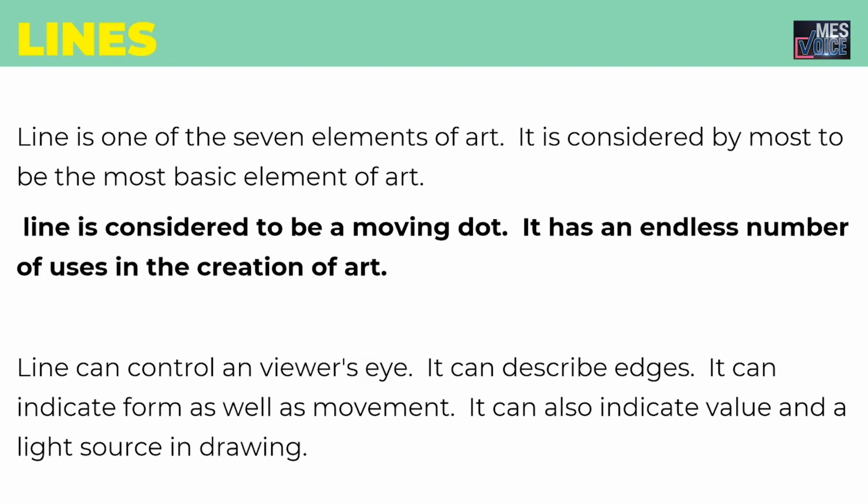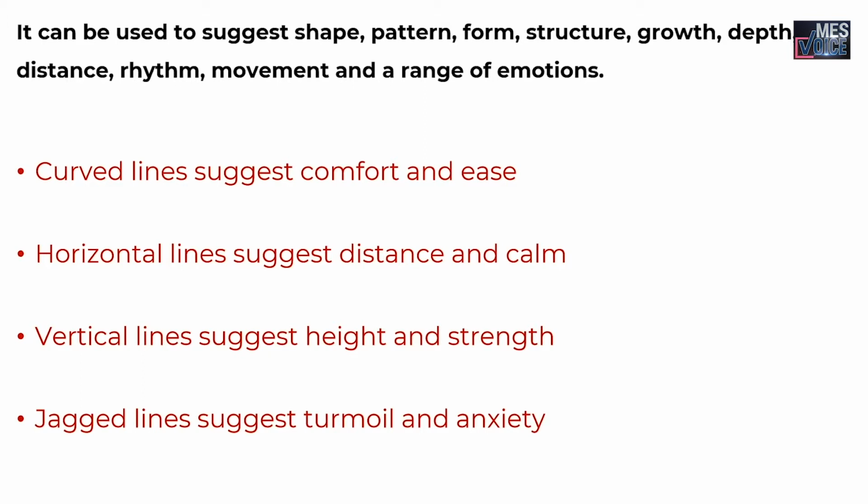It can describe edges. It can indicate form as well as movement. It can also indicate value and a light source in drawing. It can be used to suggest shape, pattern, form, structure, growth, depth, distance, rhythm, movement, and a range of emotions. Lines can be curved, horizontal, vertical, and jagged.